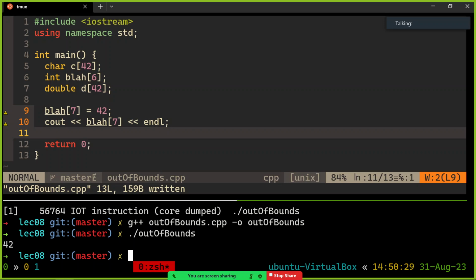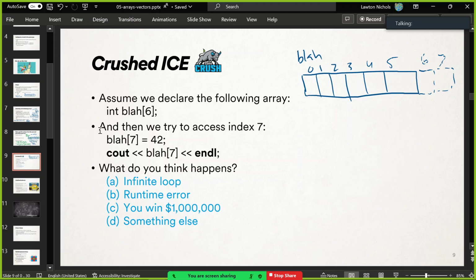So that should make you feel very uneasy, I hope. It worked. It compiled. It ran. It didn't tell me any issues. But there was an issue. This index did not exist. So here's what just happened. First of all, the answer is D. Sometimes you'll get a runtime error. A lot of times, most times you will not, because you have other variables.